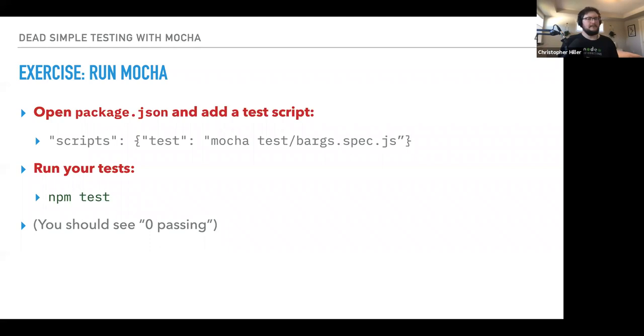And the reason you will see zero passing is that the test, bargs.spec, should be updated to include all the assertions we wrote in the last section. So that does have the assertions in it, but when you run npm test, you should see zero passing. That is because while the code in bargs.spec.js is being run, it is not running in a way that Mocha knows about. It's a framework, and there are conventions and API calls, and we're not using any of those yet. So you should see zero passing when you run npm test.